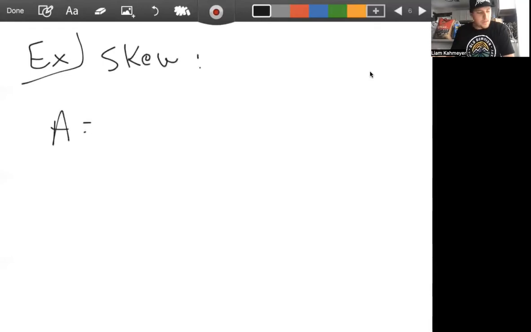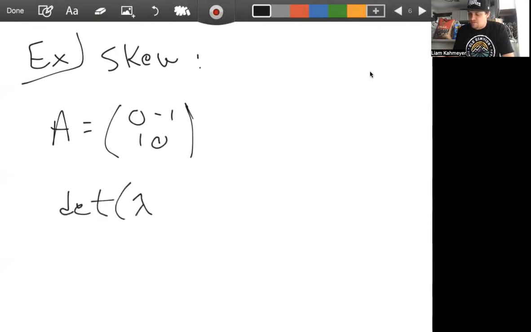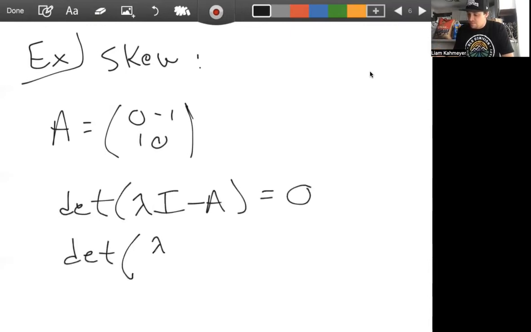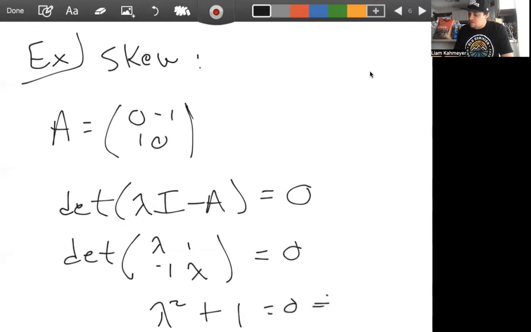Let A be the matrix 0, 0, -1, 1. Well, we need to do the same thing. We need to set up the characteristic polynomial, which is the determinant of lambda I minus A equals 0, which is the determinant of lambda, lambda, and then 1, -1 equals 0. Taking the determinant, you'll get lambda squared plus 1 equals 0, which implies lambda is plus or minus i, which are purely imaginary, right?